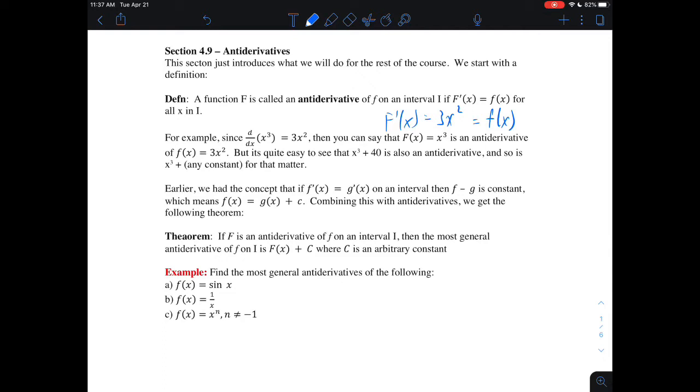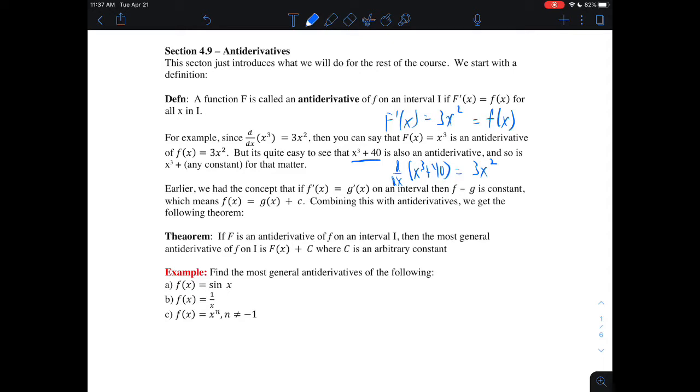However, it's quite easy to see that x cubed plus 40 is also an antiderivative, because the derivative with respect to x of x cubed plus 40 would also be 3x squared, since the derivative of 40 is just 0. And so is x cubed plus any constant, for that matter. So what we're seeing here is that a function can have an infinite number of antiderivatives.